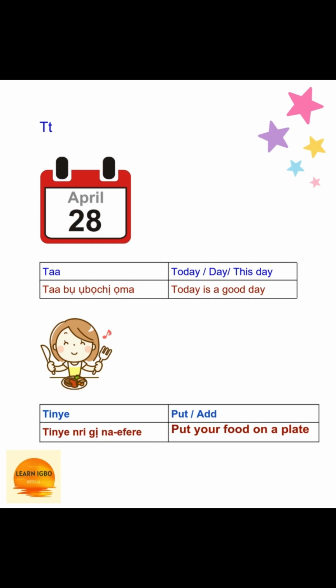Used in word example. Number 1, ta. Ta. That means today, day, this day. Used in phrase or sentence. Taa bụ ụbọchị ọma. Today is a good day.